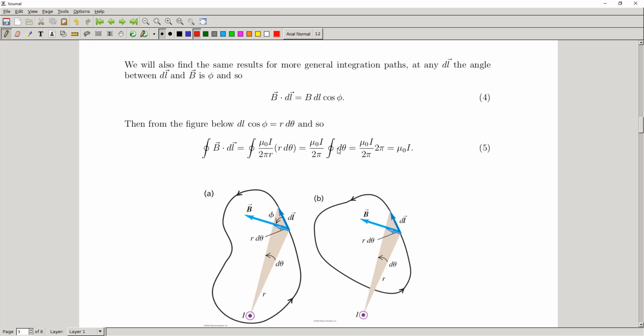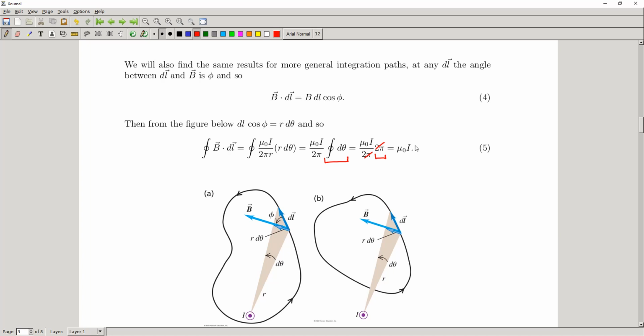But we're integrating d theta over a full circle, all the way around the loop. So what do you get if you integrate d theta all the way around a full 2 pi? Well, you're going to get 2 pi, right? So this is just this 2 pi here. And again, we can see that this is going to cancel with this, and we get the same result in this case. So we end up with the closed loop integral of B dot dl giving us mu naught I again.